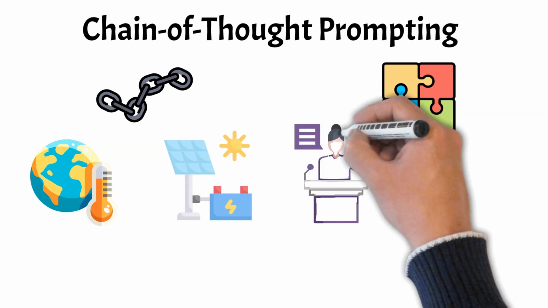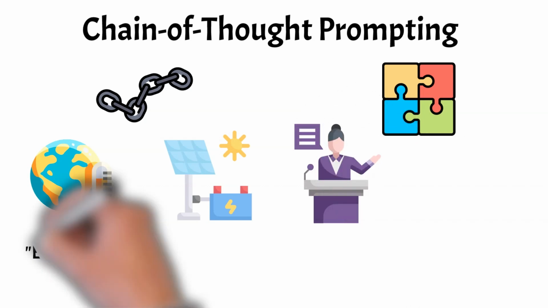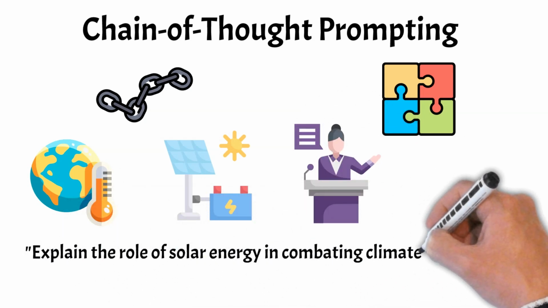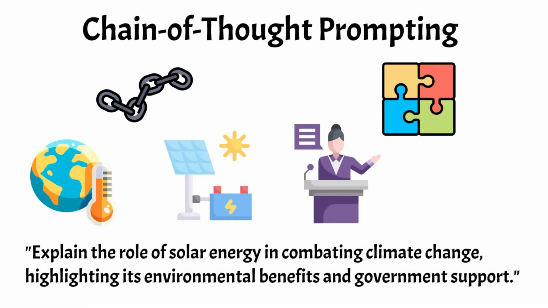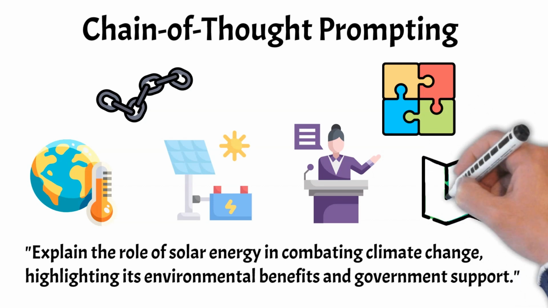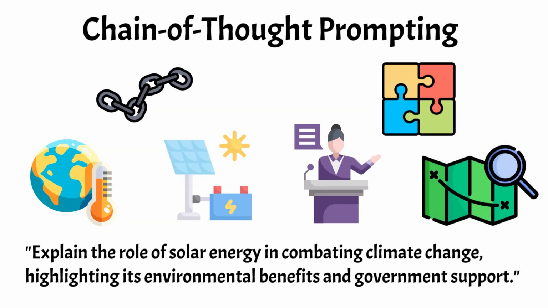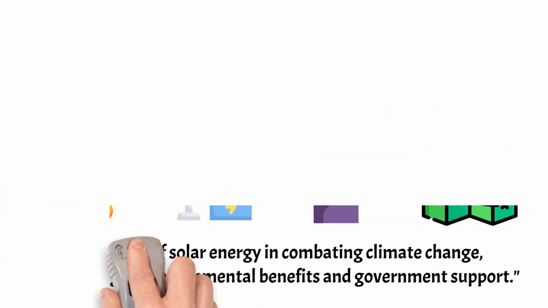A chain of thought prompt could be, "Explain the role of solar energy in combating climate change, highlighting its environmental benefits and government support." This method allows the AI to maintain context and depth, enhancing its ability to provide comprehensive responses by exploring related topics in a logical sequence. Now let's explore iterative prompting.